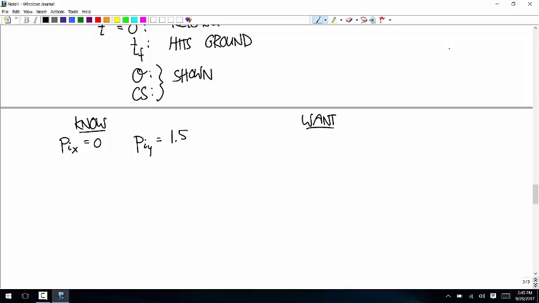Do we know anything about the final position? That's right. Yep, very good. So we know that at time final, the ball is right about to hit the ground, so its height is 0. Since the origin is on the ground, the y position of the ground is 0. So Pfy is 0.